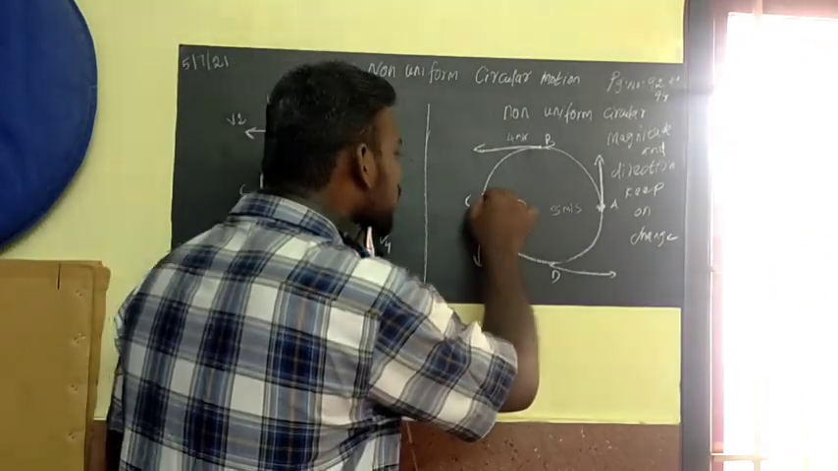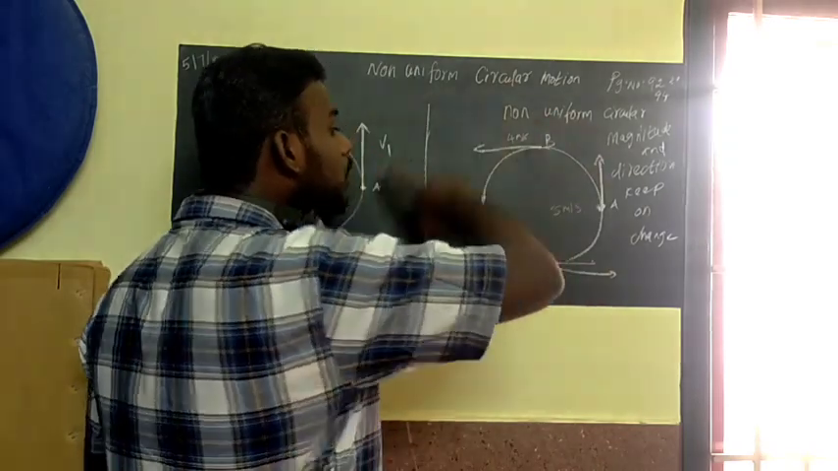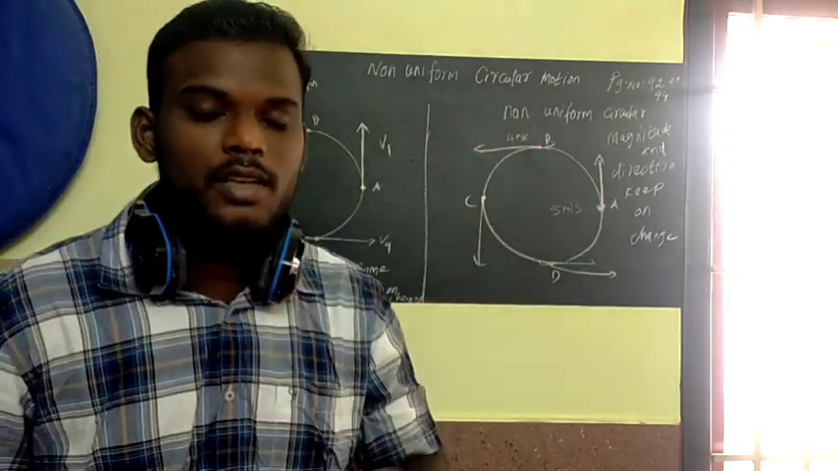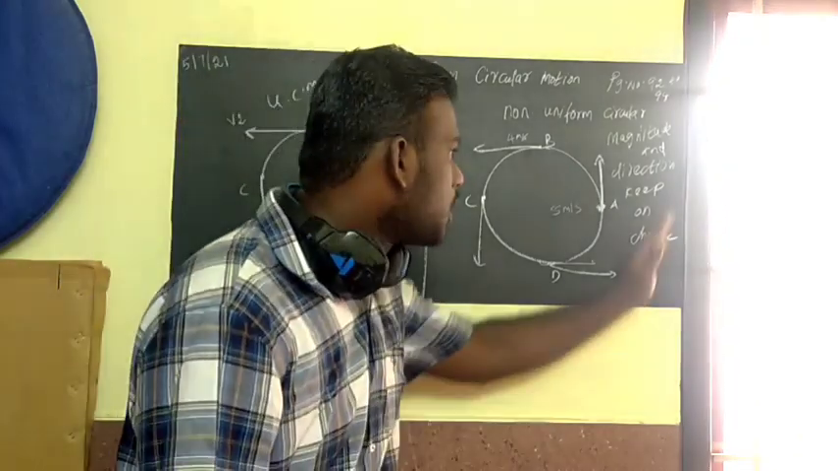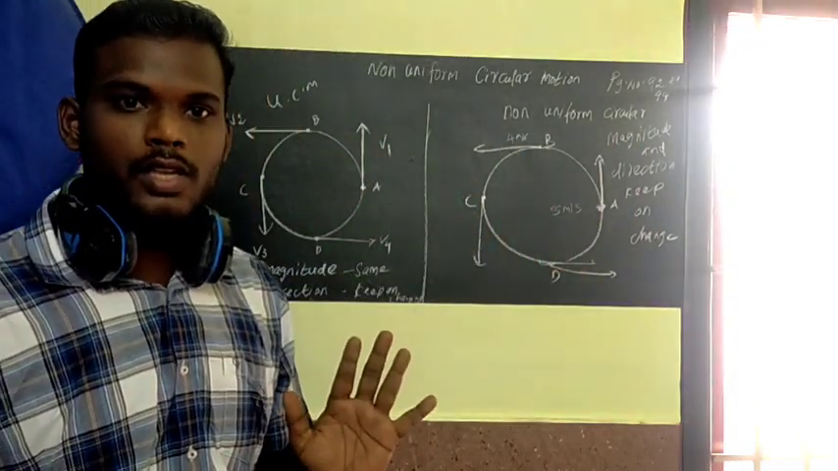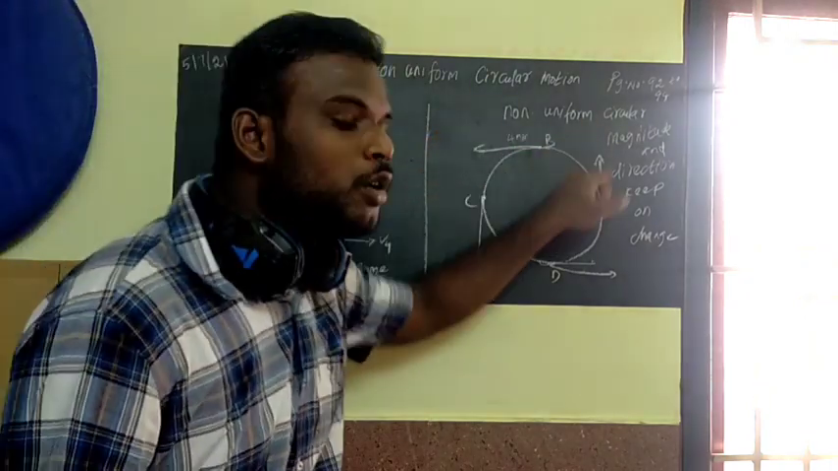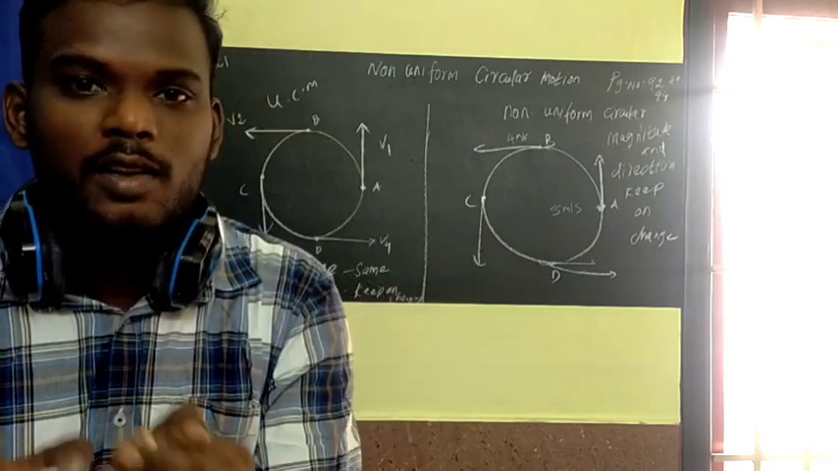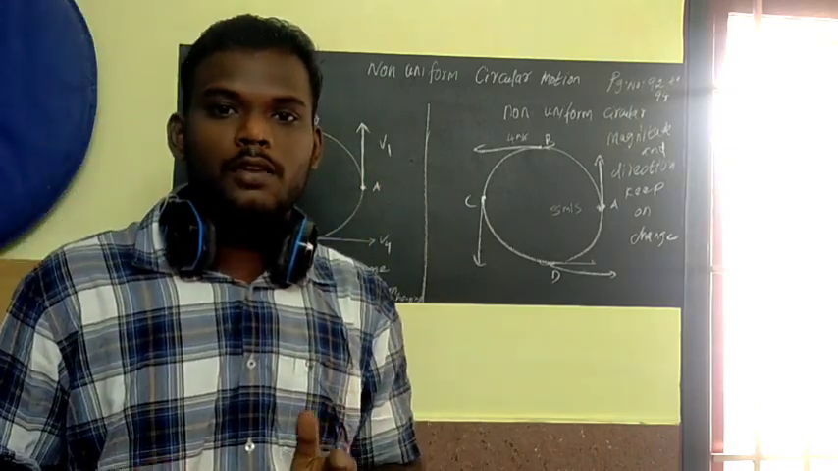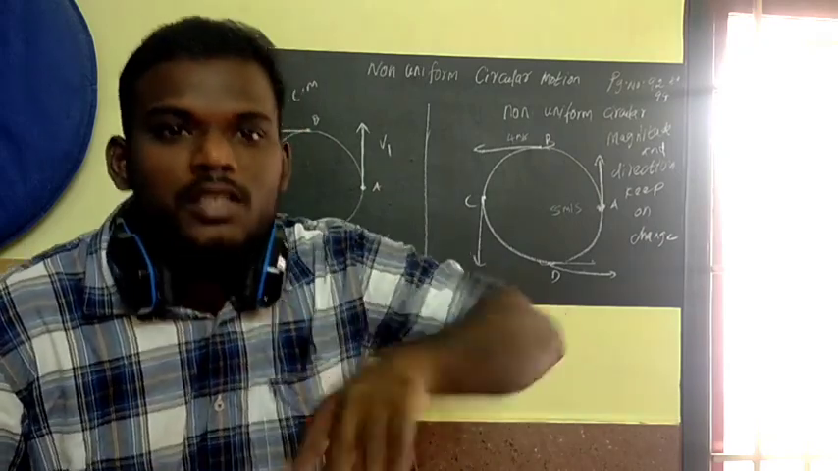And here it will have something, and here it will have something, and you can see that at every point the magnitude of velocity keeps on changing. Is that clear? And the direction is also keeps on changing. Is that clear? So that is the main difference between uniform circular motion and non-uniform circular motion. In uniform circular motion, the magnitude remains the same. Is that clear?